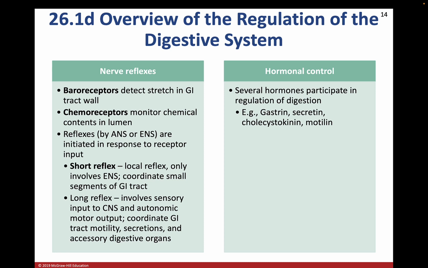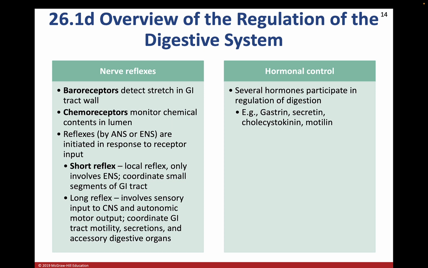Now, the reflexes are going to be controlled either by the autonomic nervous system or the enteric nervous system, and they are going to be initiated in response to receptor input. Short reflexes we refer to as local. They only involve the enteric nervous system, and they're coordinating small segments of the GI tract.